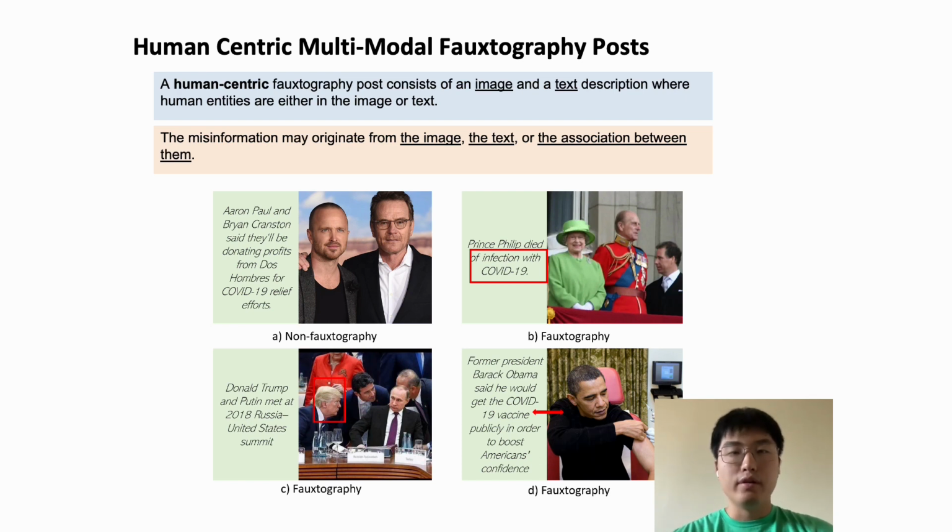In this paper, we mainly focus on the human-centric Fauxtography post. That means there are some human faces or human entities existing in the post. We show some examples below. For figure A, it is a non-Fauxtography post. That means there is no misinformation in any component of this post. But for figure B, C, and D, there is some misinformation. It could exist in the text, the image, or the association between them.